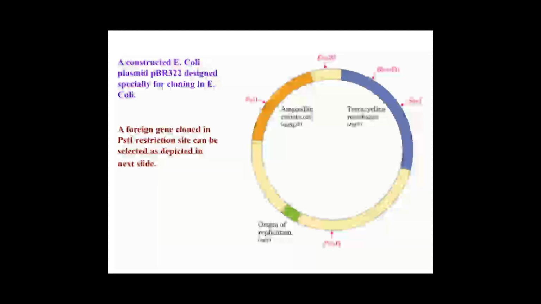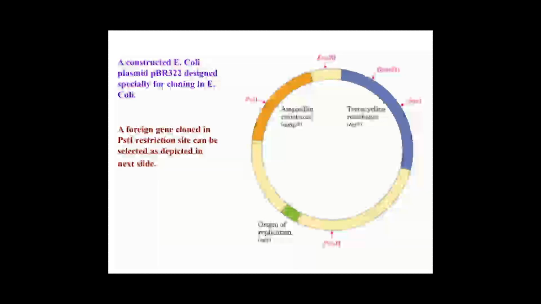And as you'll see in the next slide, if we clone a foreign gene into this PstI site, we can easily select for bacteria that have successfully taken up the gene. This setup is fundamental because it makes the process of cloning and selecting genetically modified bacteria much more straightforward. Overall, pBR322 is a powerful tool for genetic engineering, and understanding how it's constructed helps us grasp how we manipulate bacterial genomes for research and biotechnology.